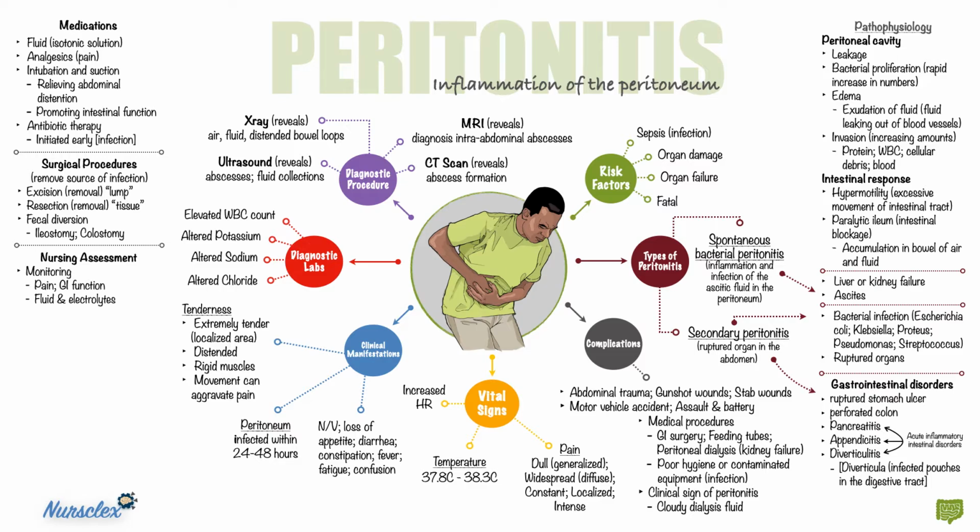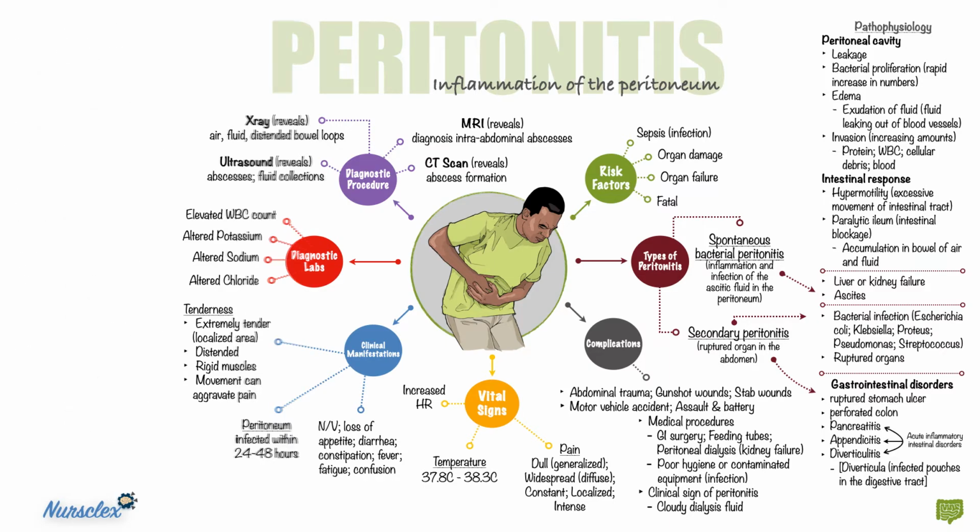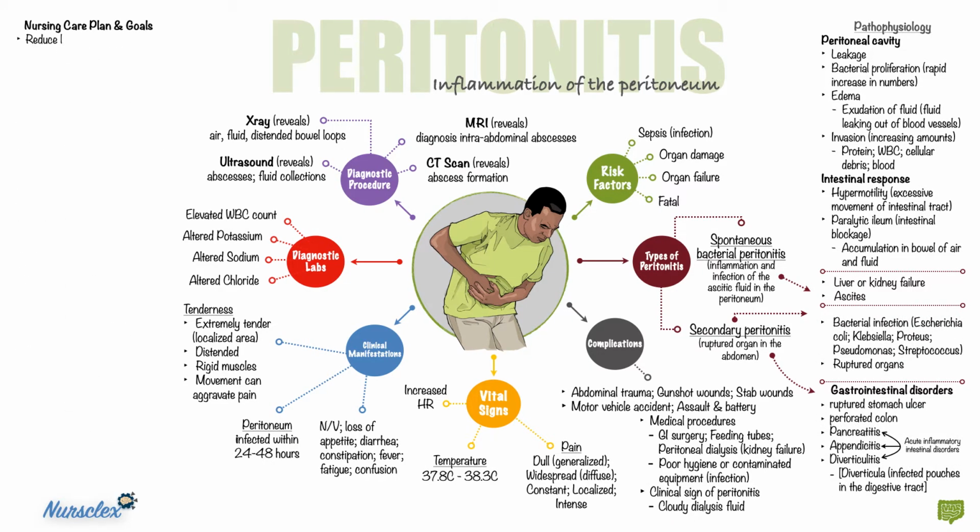The nursing assessment consists of monitoring pain, GI function and fluid and electrolytes, in balanced form. Nursing diagnosis. Acute pain related to peritoneal irritation. Deficient fluid volume related to massive shifting of fluids towards the intestinal lumen and depletion in the vascular space. Risk for shock related to septicemia or hypovolemia. Nursing care plan and goals. To reduce level of pain. To restore fluid and electrolyte balance. Prevent complications. Restore normal GI functions.